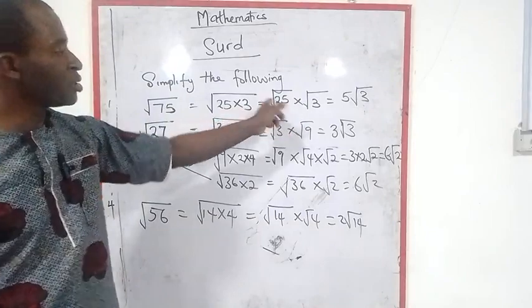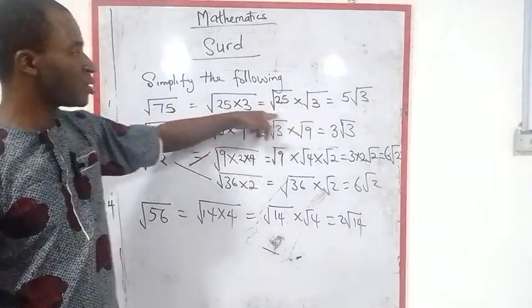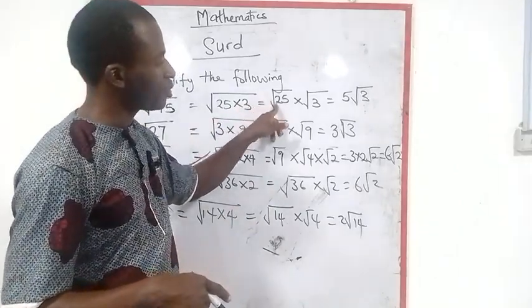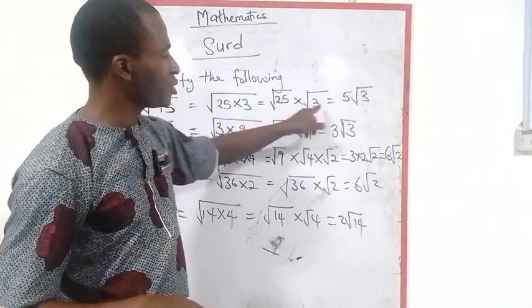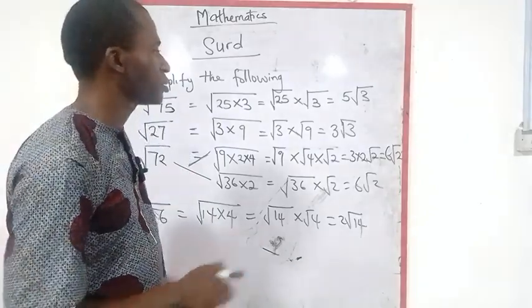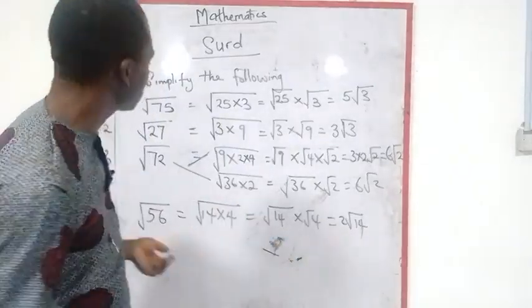Now we have broken it. What you're having here is the same thing as what you have here. And don't forget, 25 has a square root, which is what? 5. 3 does not have a square root, so it remains root 3. We have simplified it. You can't go beyond this.